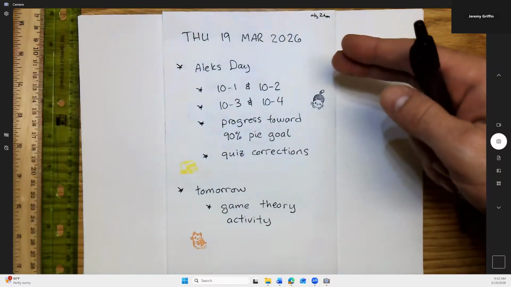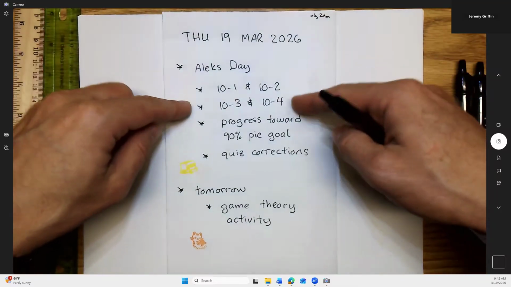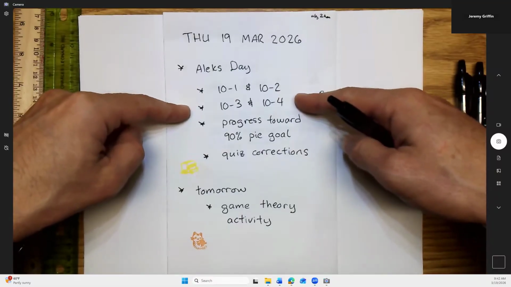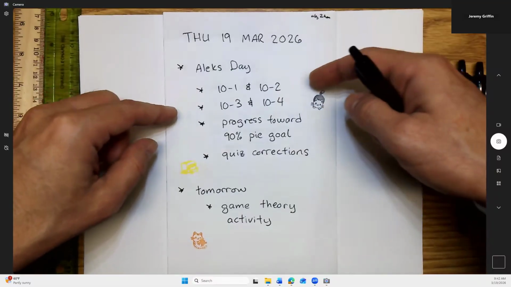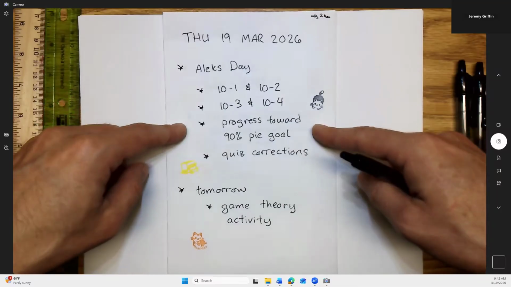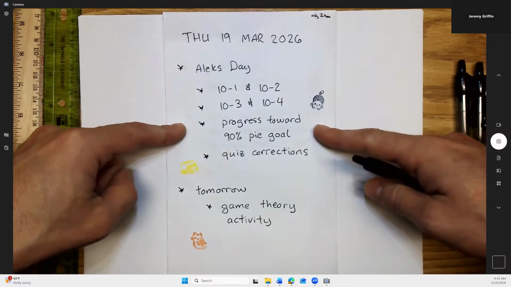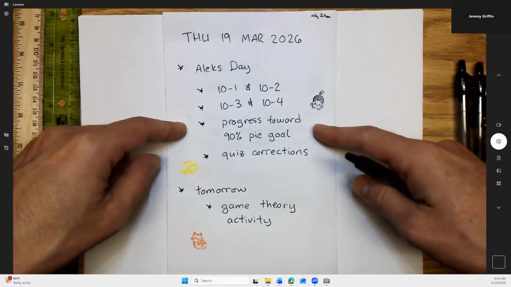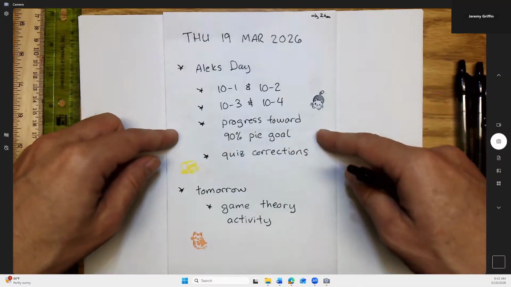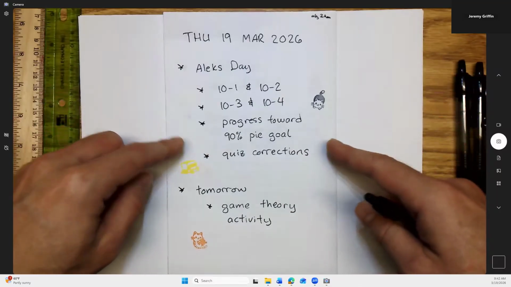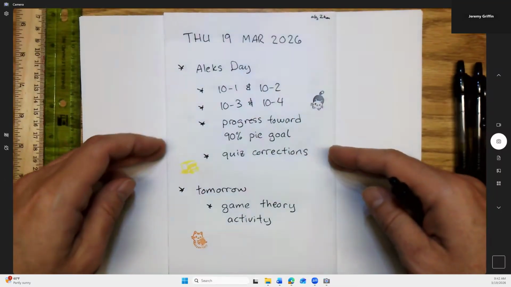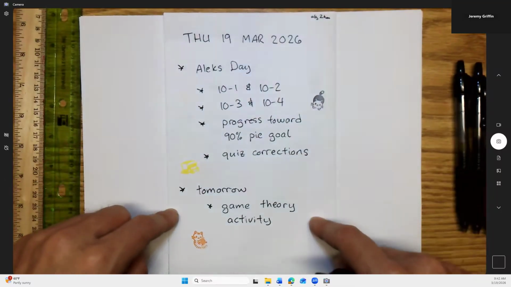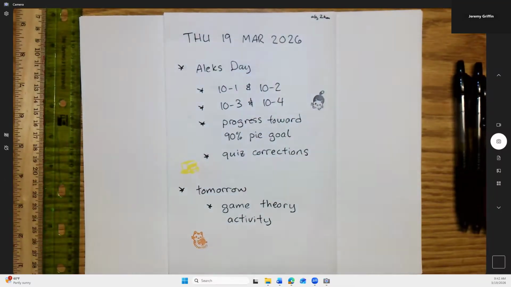And I'm going to solve a couple with you guys because we're getting close to the end of the book now. So these questions get a little trickier. You can also take this opportunity to work on your 90% final, which is due in a couple of months. You can do quiz corrections if you like. I'll pass all the papers back tomorrow. Tomorrow we're going to do a game theory activity. So I think the couple from your Aleks I want to cover with you guys.